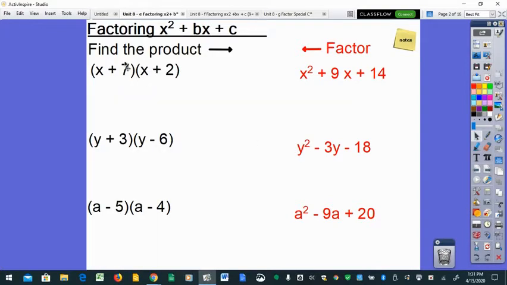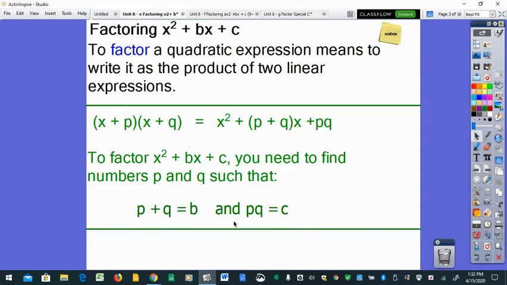So instead of being given these two linear binomials and asking you to give me this quadratic trinomial as an answer, I'm going to give you the quadratic trinomial and ask you to give me back these two linear binomials, with obviously not seeing them. So let's start this process. Here's sort of the general information. So to factor a quadratic expression means to write it as the product of two linear expressions. We're going to have two linear binomials. To factor means I'm going to give you this and ask you for that.